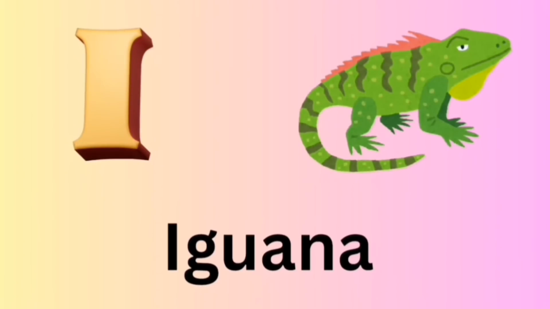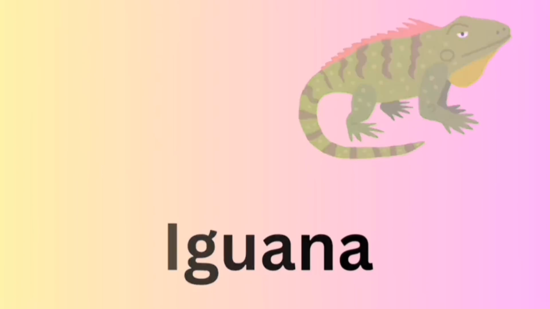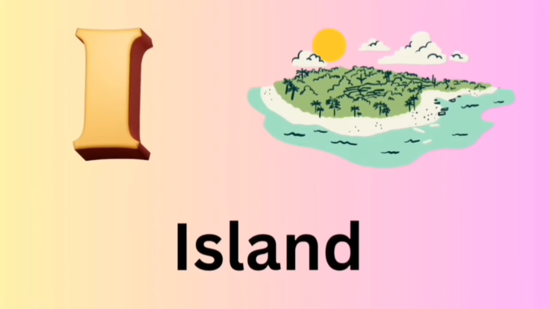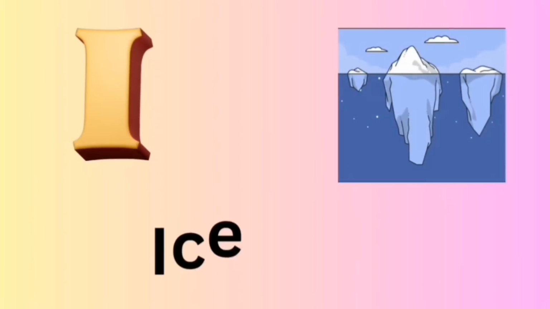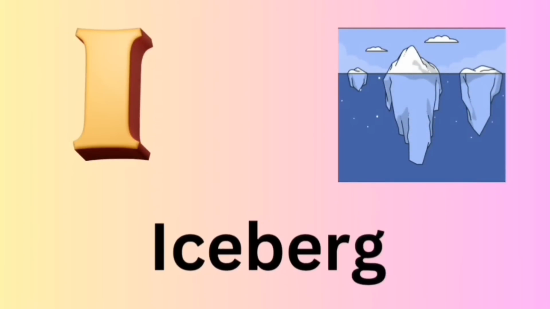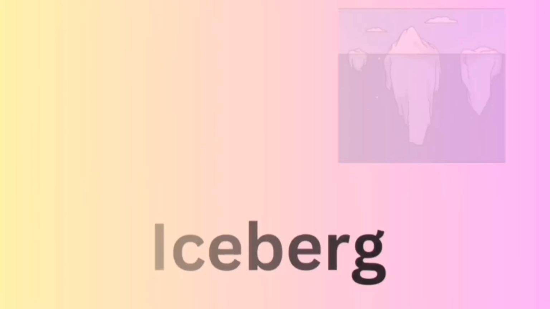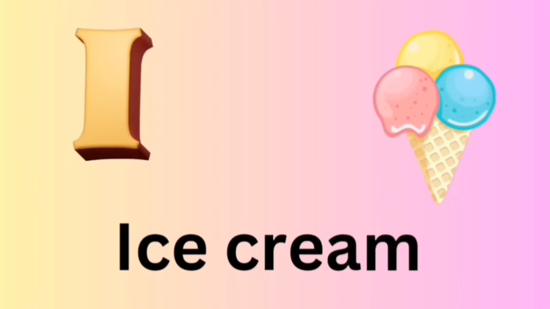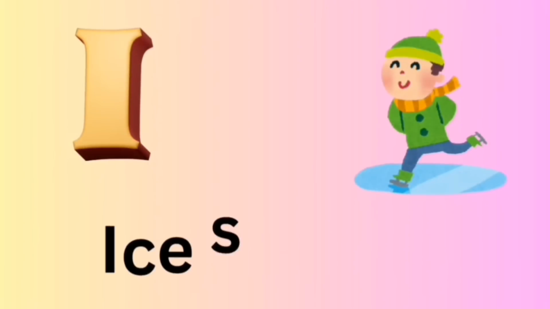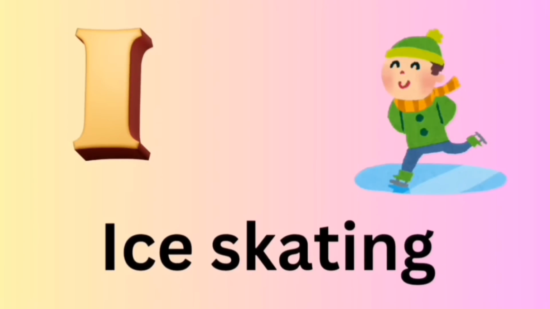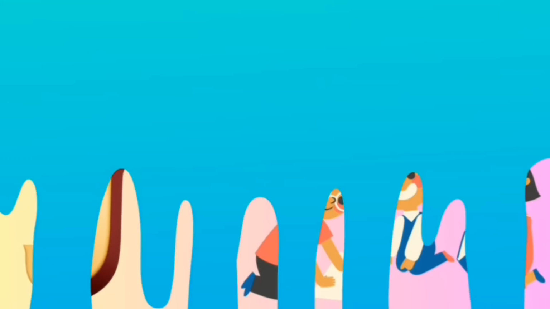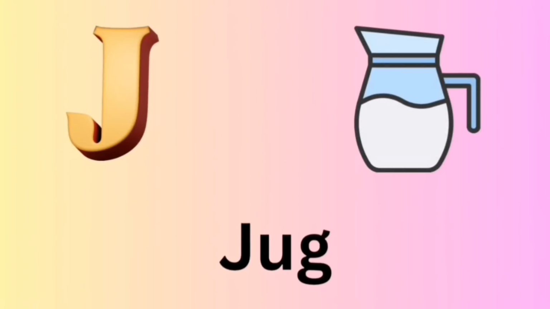I for iguana. I for island. I for iceberg. I for ice cream. I for ice skating. J for jug.